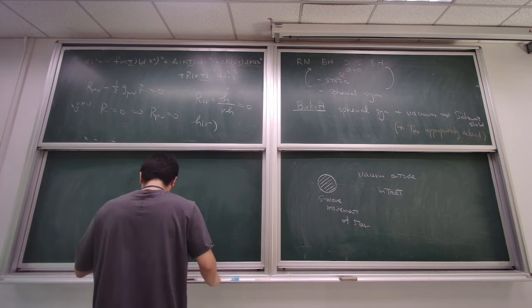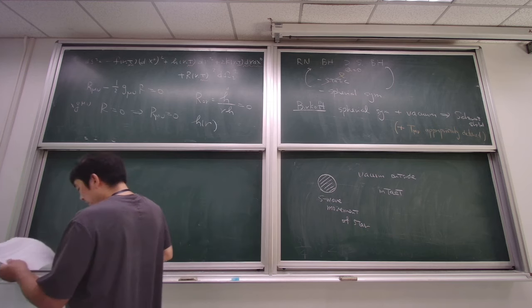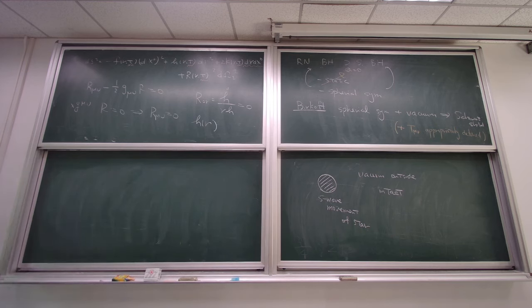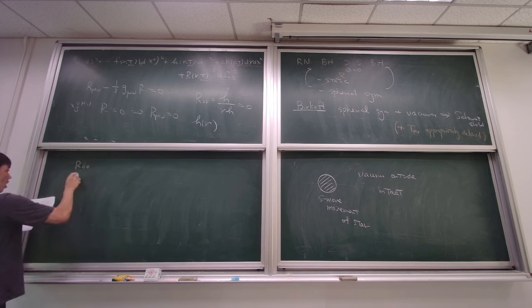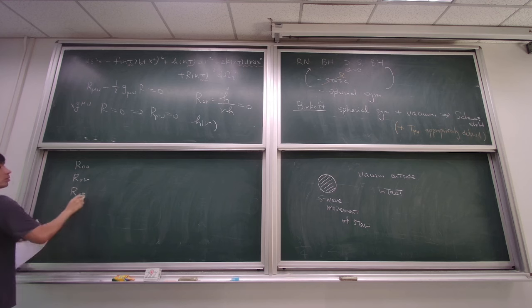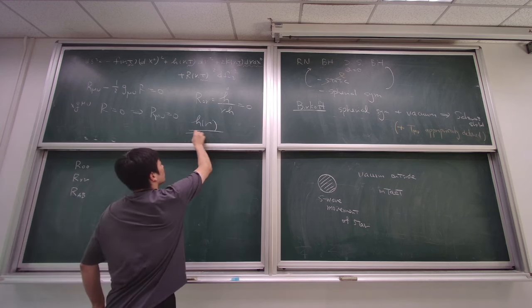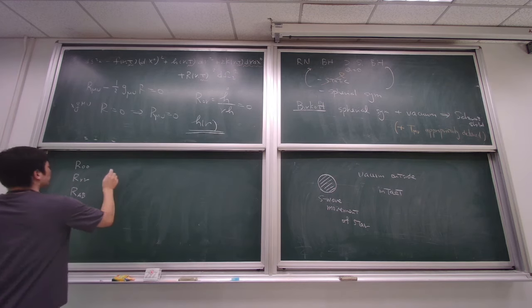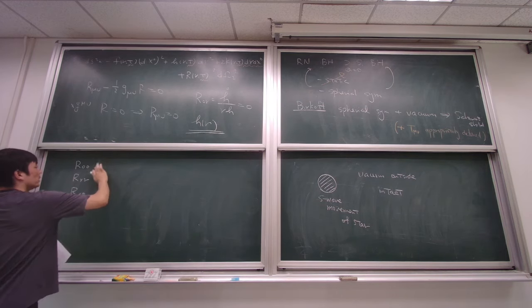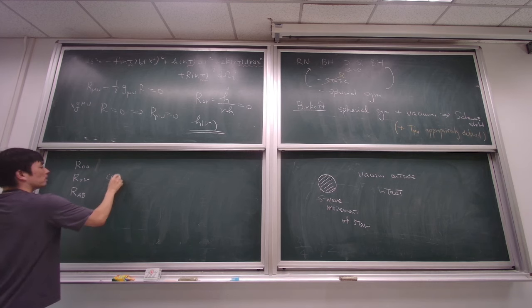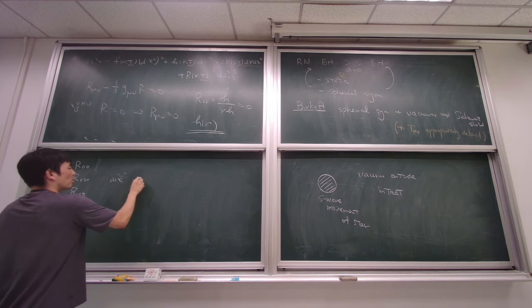And the rest of the calculation remains the same. I'm not going to write it down. It's the same evaluation. The point is that R00 and Rrr, the rest of the calculation, if you use this fact, can be written as functions of r only. It's the same as before.